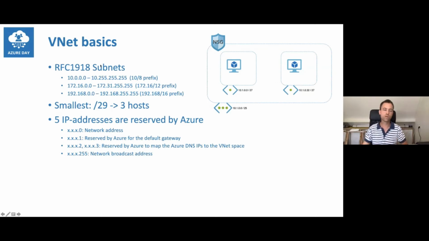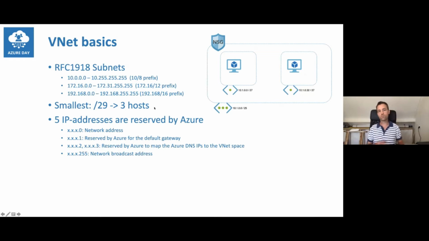So you can create these virtual networks in Azure using all the private IP ranges defined in the RFC. So that's the 10 range, the 172 and the 192 range. That's probably quite familiar to you. The 10 one is especially being used in larger enterprise environments as it gives you the most IP addresses to use.